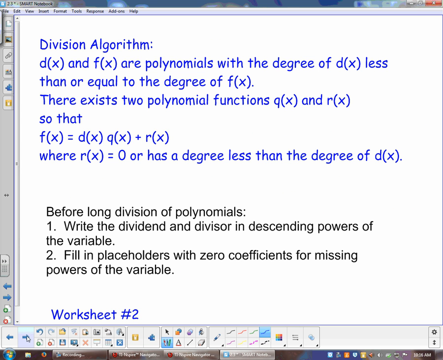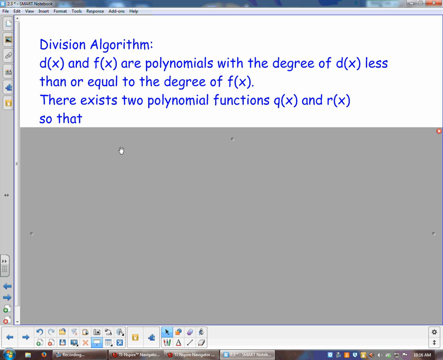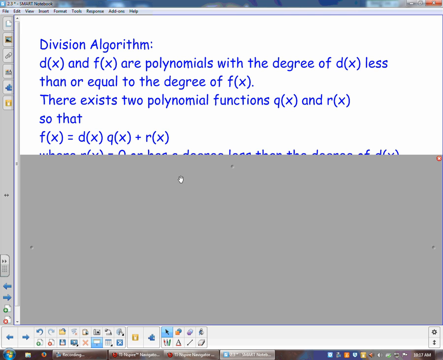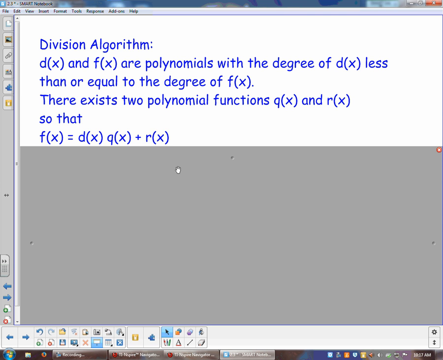So we did that. Let's talk about this division algorithm and then we'll get back to some more of the examples on the sheet. The division algorithm says this: d of x and f of x are polynomials with the degree of d of x less than or equal to the degree of f of x. There exist two polynomials, q of x and r of x, so that f of x is equal to d of x times q of x plus r of x. d of x stands for divisor, q of x stands for quotient, and r of x stands for remainder.